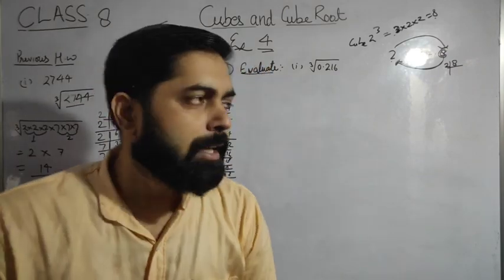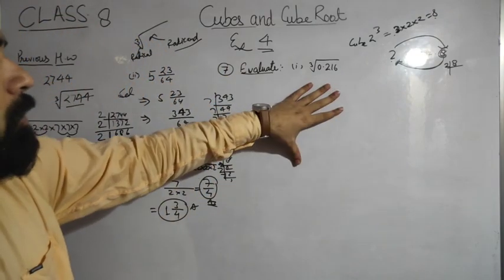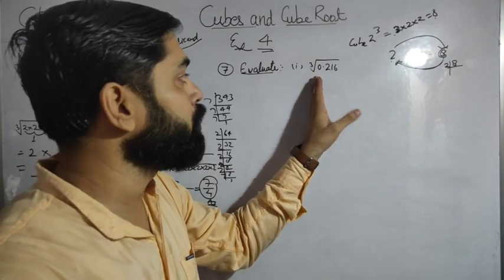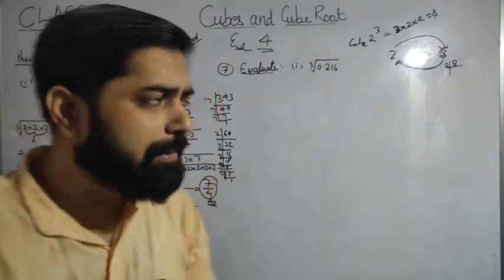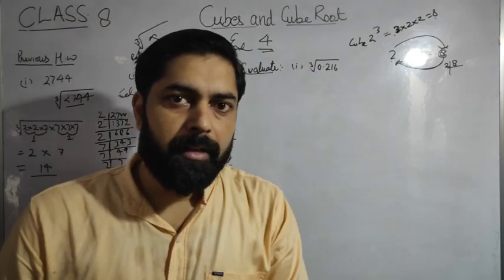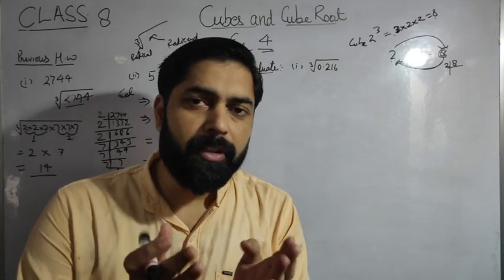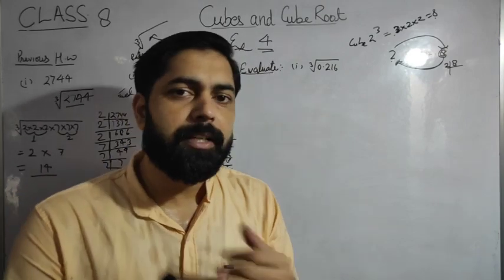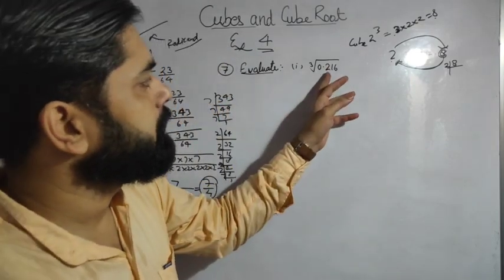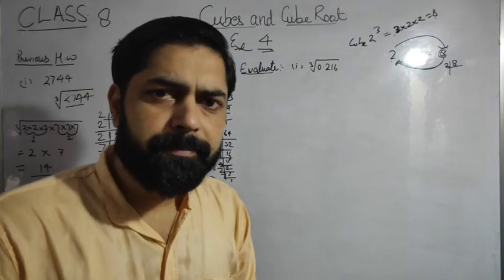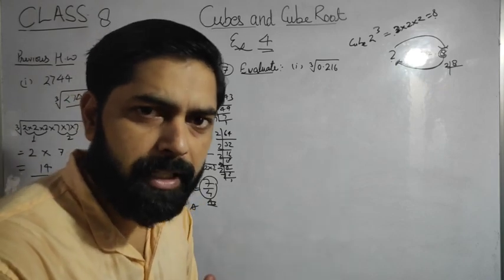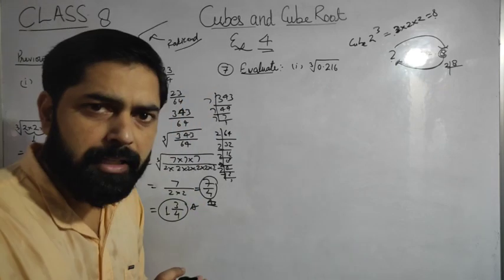Now question number 7, evaluate. The question is saying evaluate the cube root, not under root, cube root of 0.216. So how can we find the cube root of a decimal? This is very easy. How? Because you know how to convert a decimal into a fraction. The point is after the 3 digits, so the denominator will be what? 1000. 1000, yes or no? Yes, 1000.